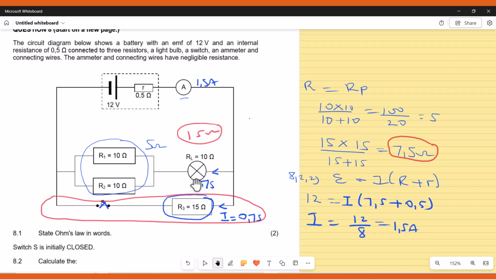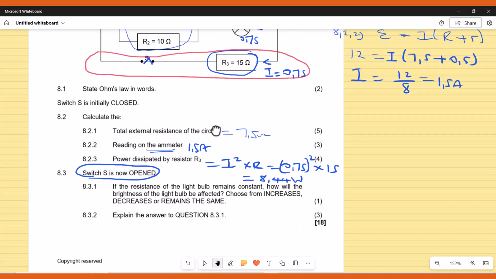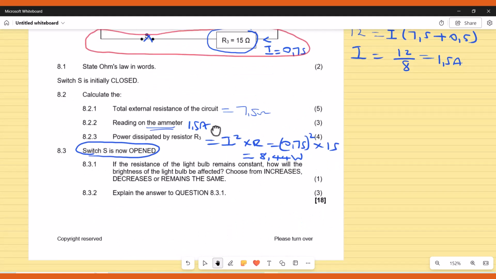So what do we say here? We say that the brightness will increase, so we say it increases. Okay, that's our answer there. Brightness does what? It increases. Now they say explain the answer.